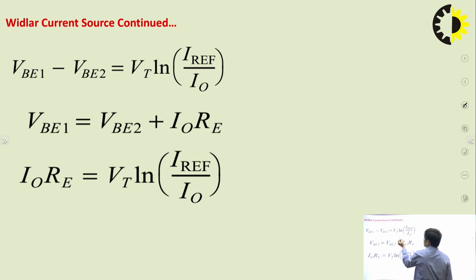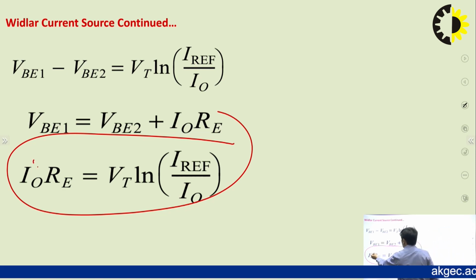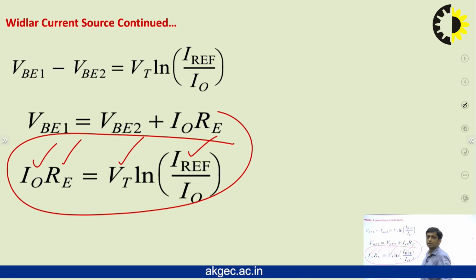You can see, just after rearranging the terms, this is the final equation. I naught is the output current, I reference is the reference current, that is at the input side. VT is the thermal voltage, RE is the emitter degeneration resistance which is connected at the emitter of the Q2 transistor.